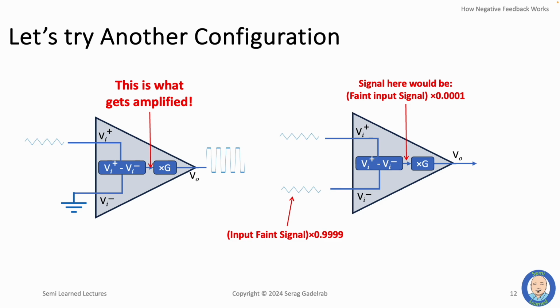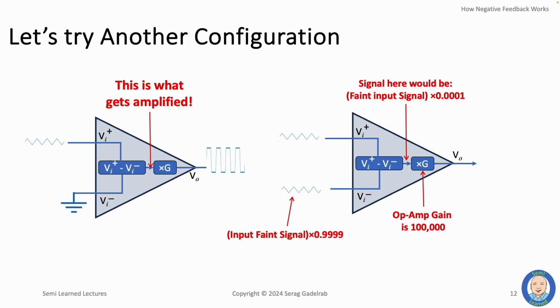For example, let's assume that the new signal is exactly the same faint input signal multiplied by 0.9999. That's 4 nines. In that case, the difference between the two signals would have the same shape as the input faint signal, but be of extremely small amplitude. Actually, it would be 10,000 times smaller than the input faint signal.